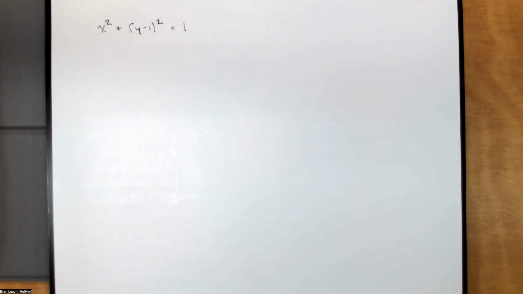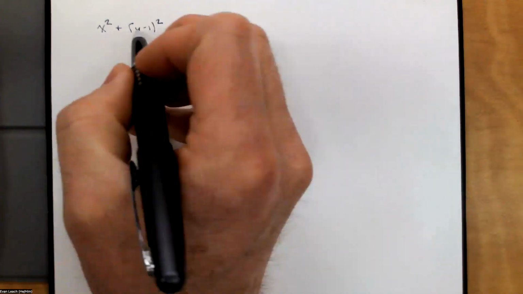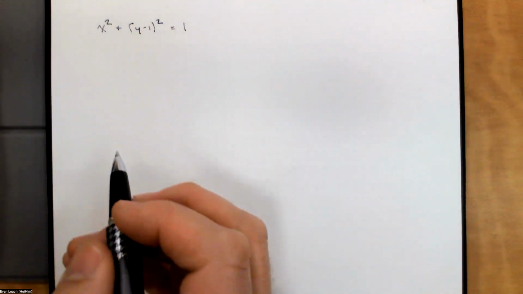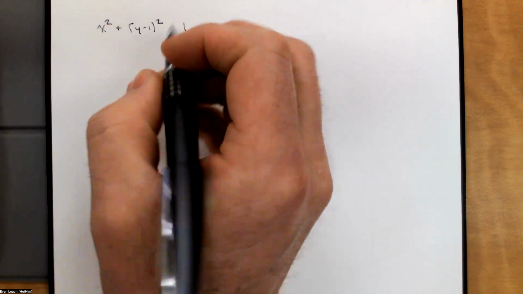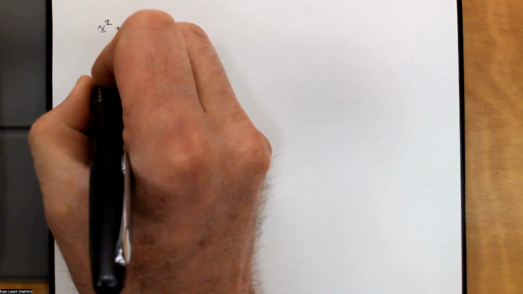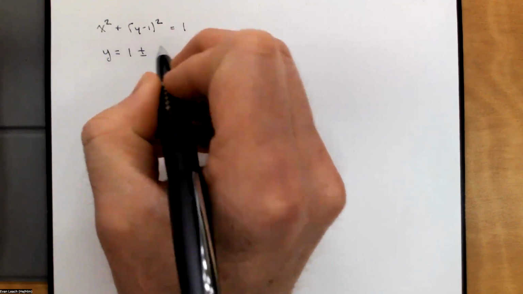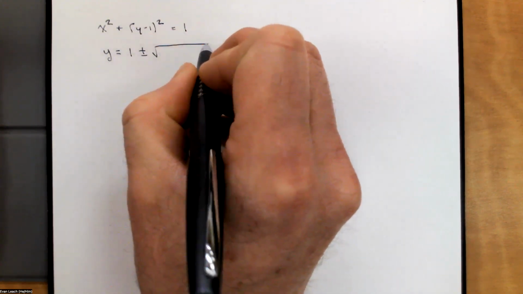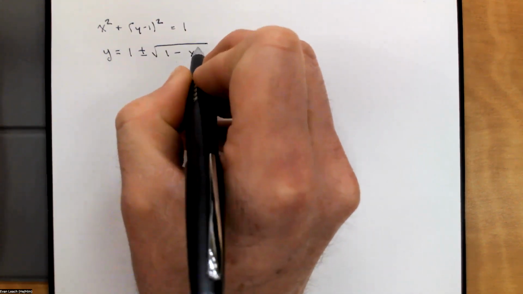So we can also solve for y, which I want to do because it's not as easily symmetric as it normally is by centering at the origin. So solving for y means we'll subtract the x squared and then take the square root and then add 1. So y as a function of x will be 1 plus or minus the square root of 1 minus x squared.